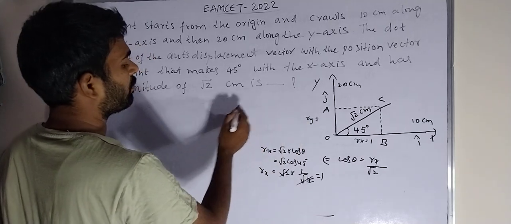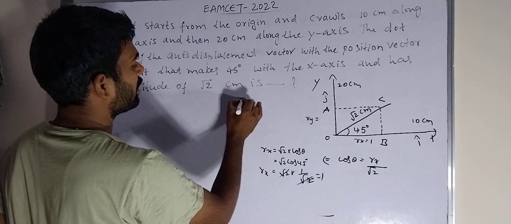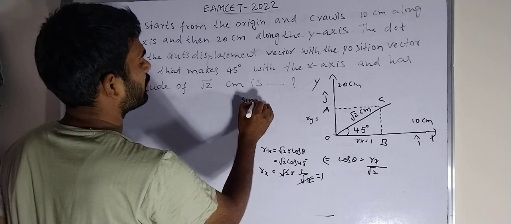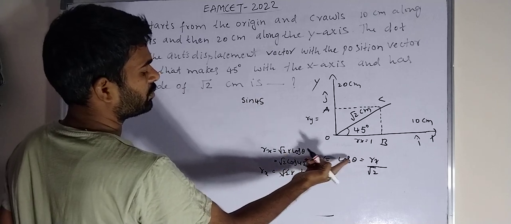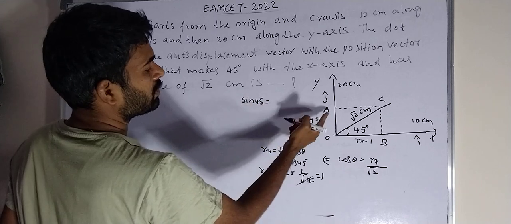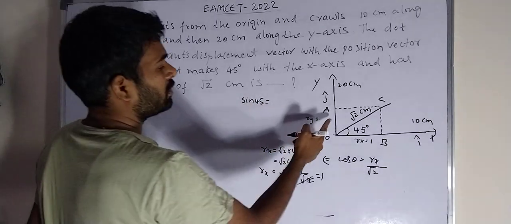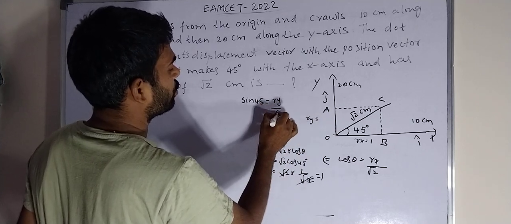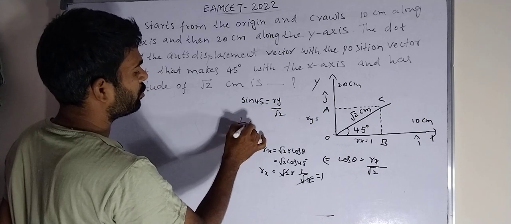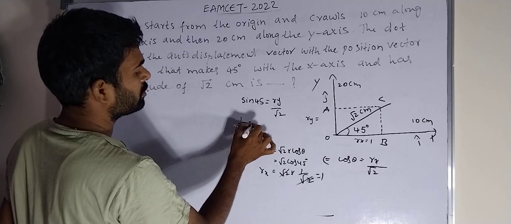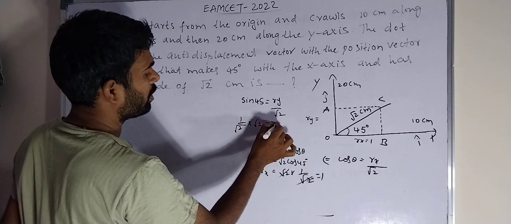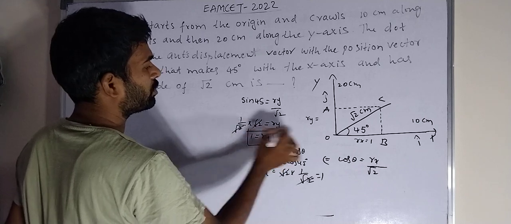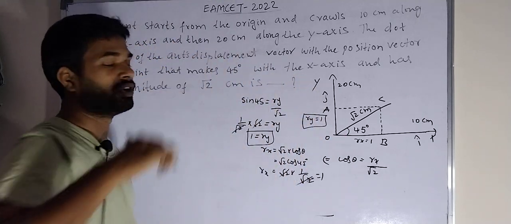So here we will take Ry. For that I will take sin theta, or sin 45. Cos theta means cos 45, sin theta means sin 45. When sin theta is there, this is opposite Ry, hypotenuse root 2. Sin 45 means 1 by root 2. So Ry is equal to root 2 times 1 by root 2. Root 2 cancels, Ry equals 1. So here Ry is also 1.